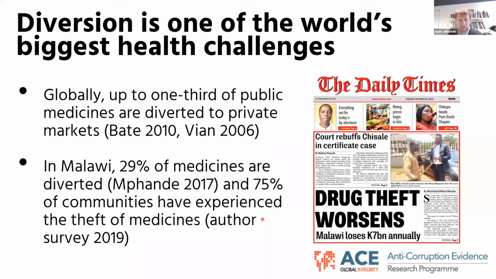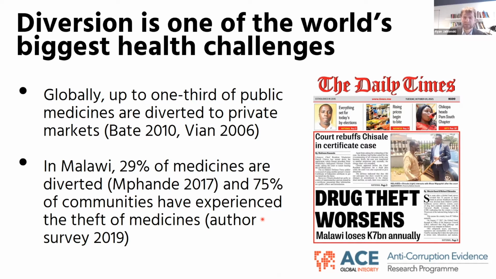Now, this is, of course, incredibly difficult to measure, but from data that we do have, which is frequently coming from audits of public health supplies, the best estimates that we have suggest that up to a third of public medicines are diverted to private markets in developing contexts. This is true in Malawi. Similar rates have also been observed in places like Bangladesh and Mozambique and Nigeria.